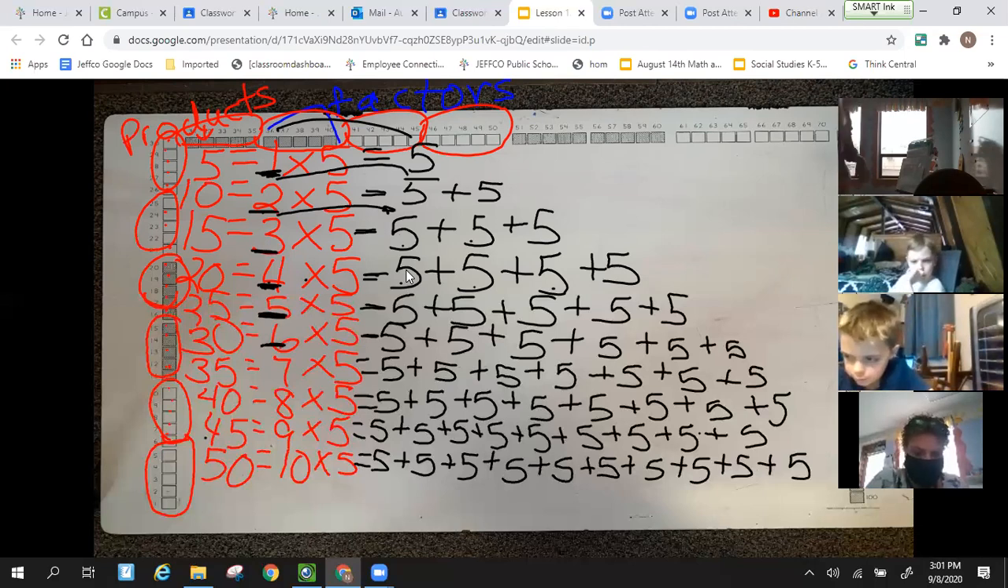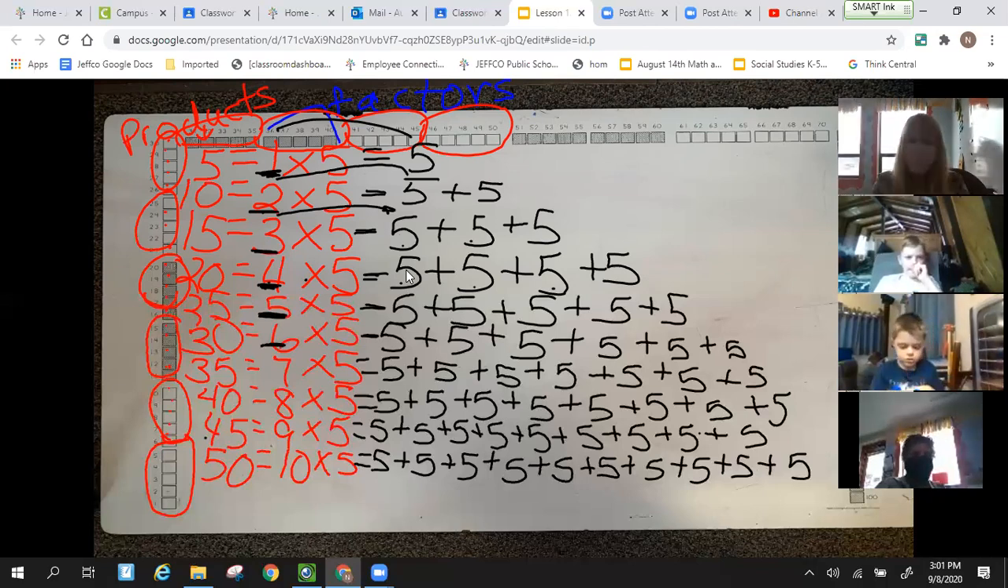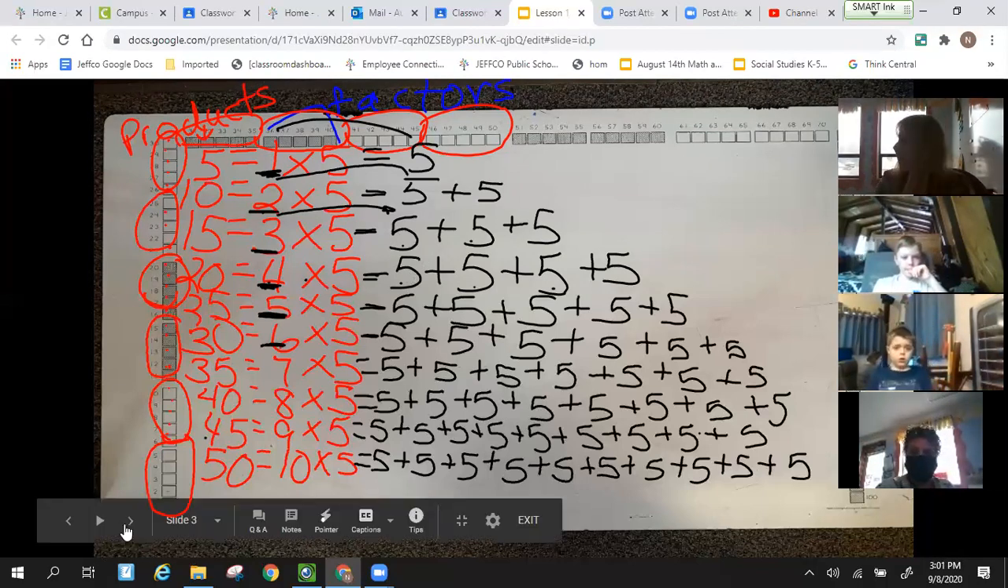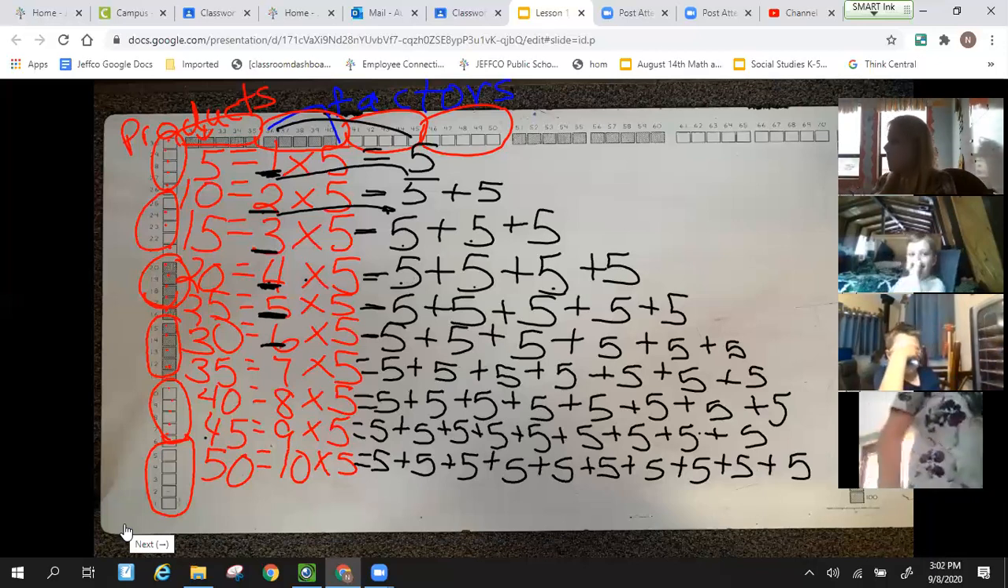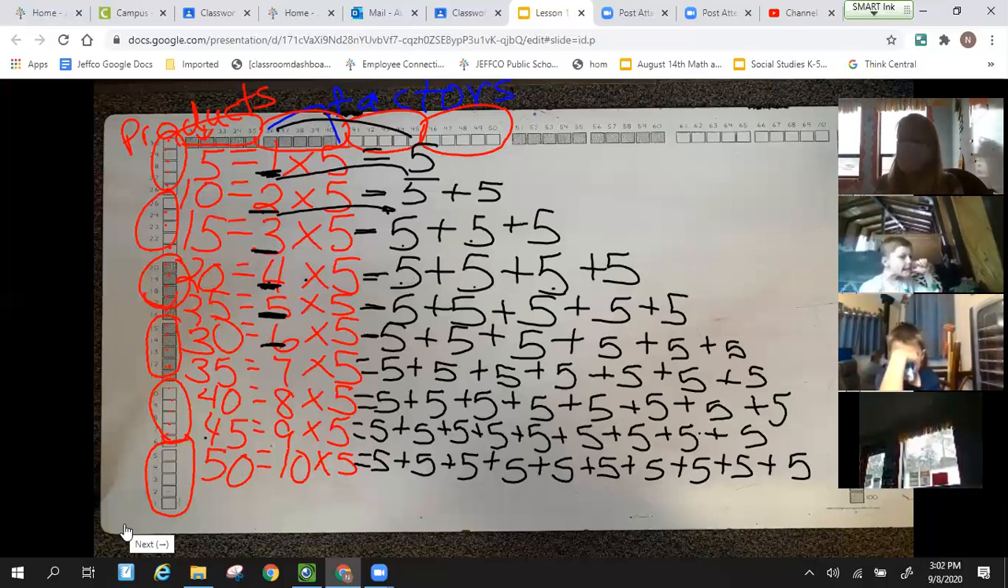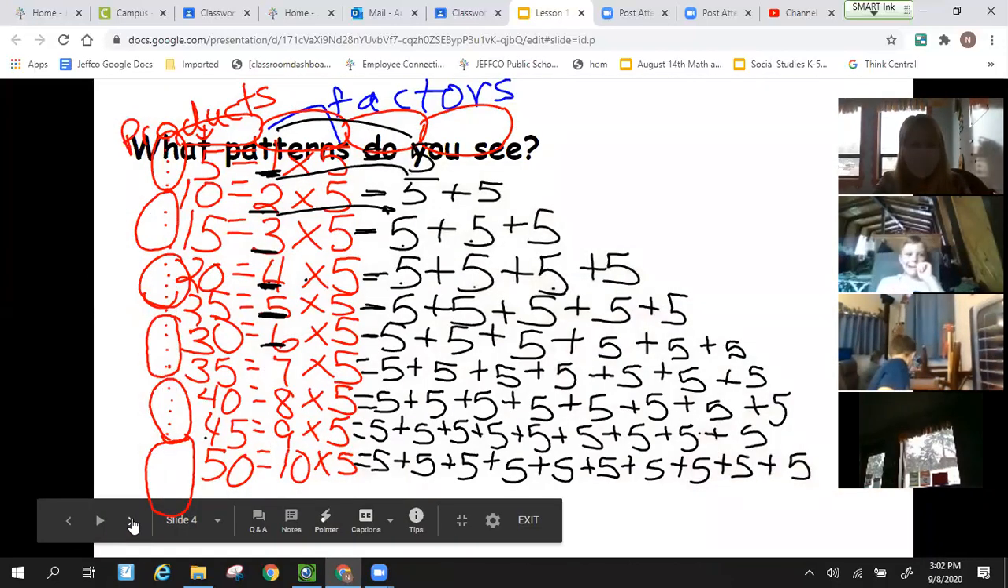It's the same thing. All right, guys, you are doing a great job. Let's move on. And if you didn't get all of those written, it's okay. My goal is not that you get all of that written. My goal was that you understood that addition and multiplication are related as long as it's repeated addition with equal groups.